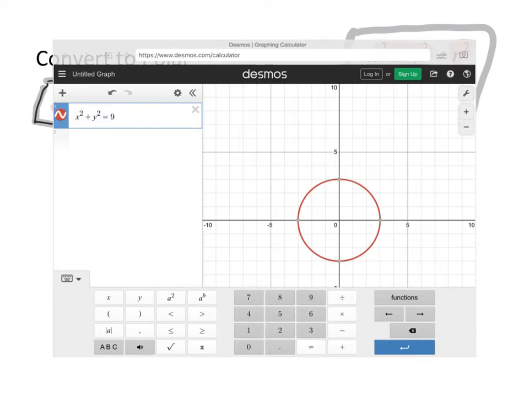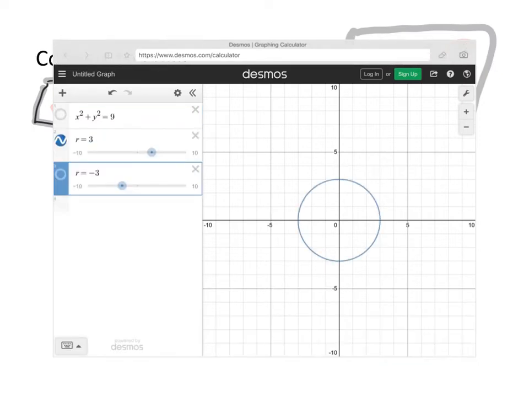So we have x squared plus y squared equals 9, which is a circle with a radius of 3. Now what I'm going to do is ungraph that, and graph both r equals 3 and r equals negative 3. When you see r equals 3 and r equals negative 3, you can see that both of them are circles with a radius of 3.